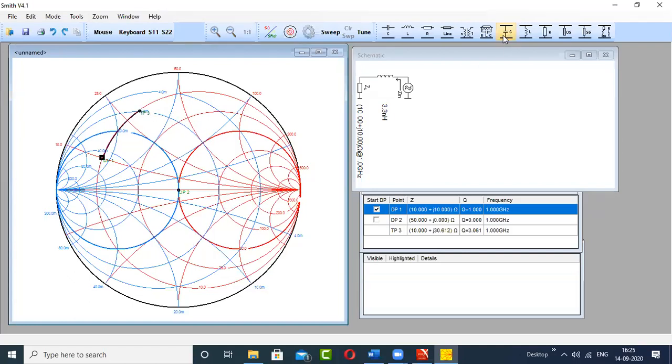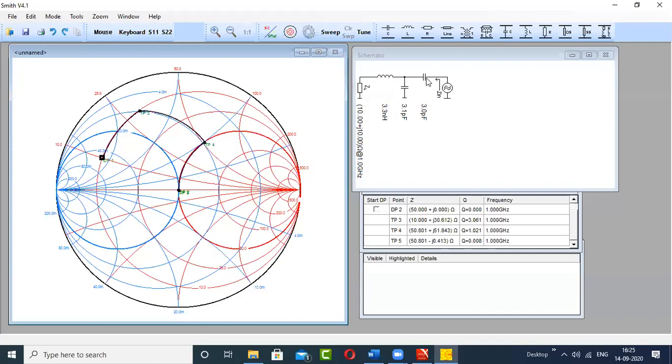So blue circle and clockwise. So C is required in shunt. So I will stop here. And from here, I will go to the center of the Smith chart. So this time anti-clockwise on the Z chart. So series C. So this can be the alternate solution, but you can see that here, the number of components has increased.